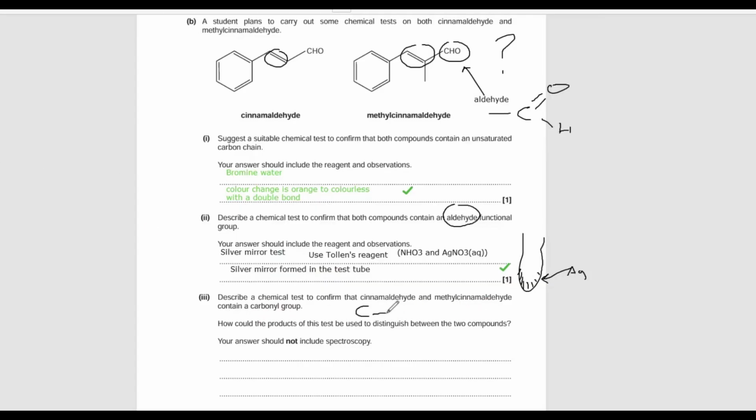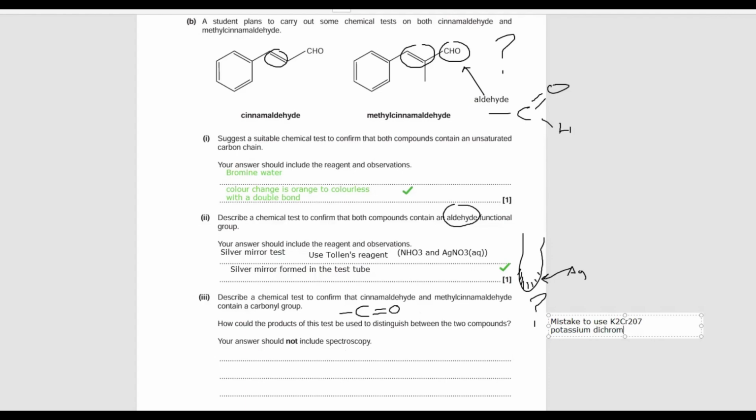Describe a chemical test to confirm that cinnamaldehyde and methyl cinnamaldehyde contain a carbonyl group. How could the products of this test be used to distinguish between the two compounds? Use your answer, but do not include spectroscopy. So we can't say check it out on spectroscopy. Okay, guys, so you can't use fingerprint region and all that business. Okay, pause the video, have a go.